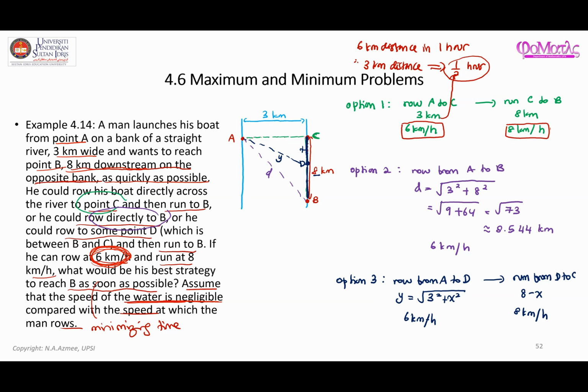Now for this one, it means that you can cover 8 kilometers of distance in 1 hour. That's the speed of running. Since he needs to cover 8 kilometers of distance, the time that he will take to run it is going to be 1 hour. Therefore, the total time for option 1 is going to be 1.5 hours.